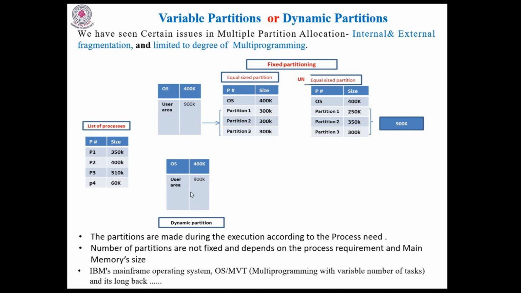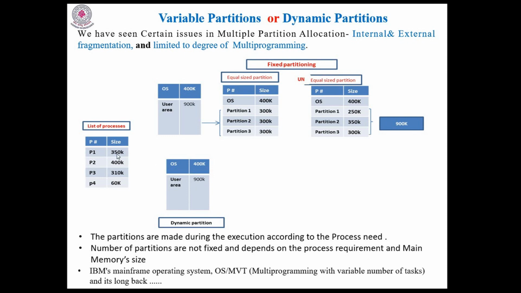When the number of partitions are not fixed, then we can increase the degree of multiprogramming. How? With respect to the sizes of the list of processes. Suppose here we have P1 10K, P2 20K, P3 40K, P4 60K, P5 90K, P6 100K, like that the memory is required. So all the processes I can load with the help of dynamic partition. The number of partitions are not fixed and depend on the process requirement and main memory size.